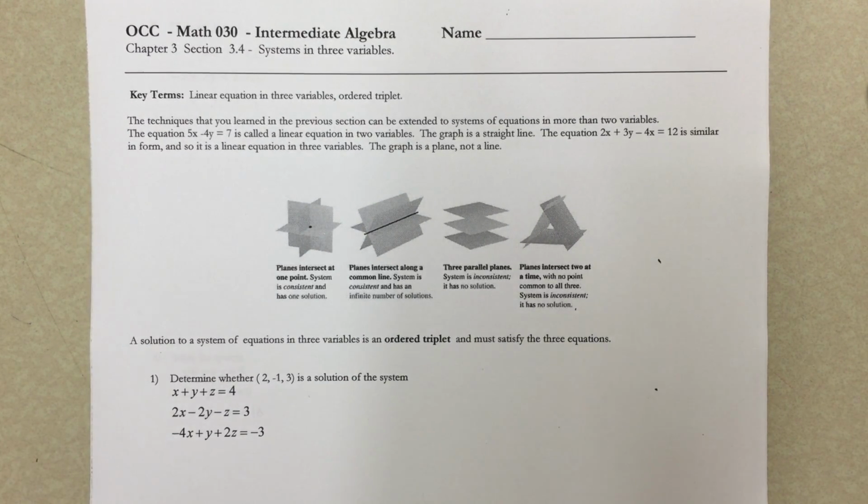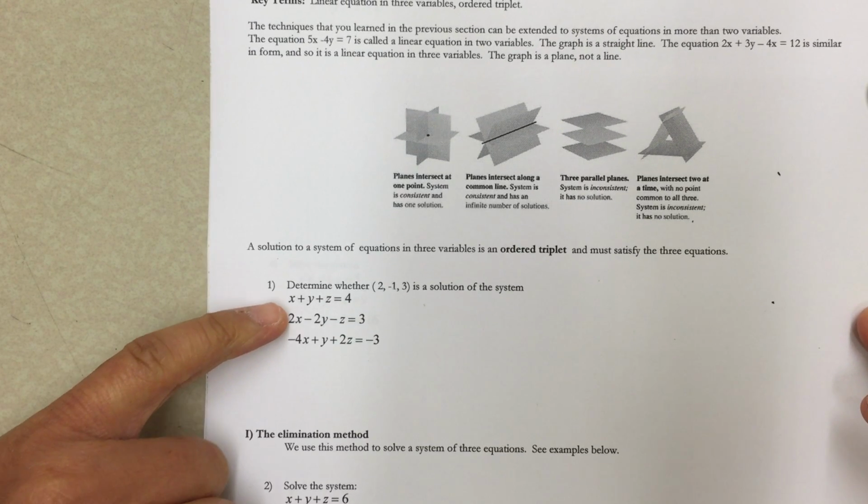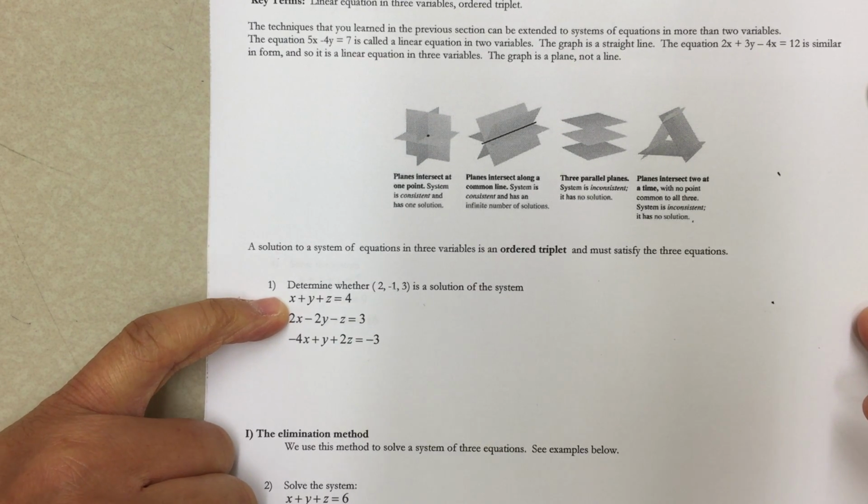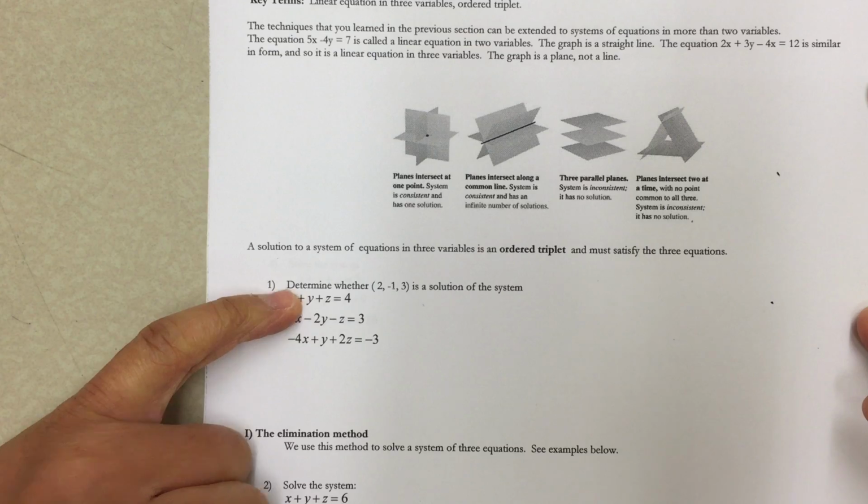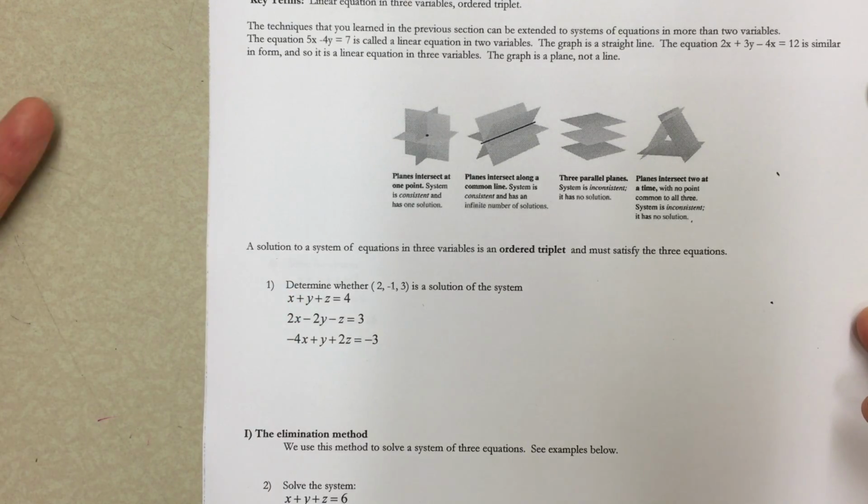3.4 Systems in 3 variables. We're going to look at how to solve systems of equations where each equation contains 3 variables, x, y, and z, or a, b, and c.